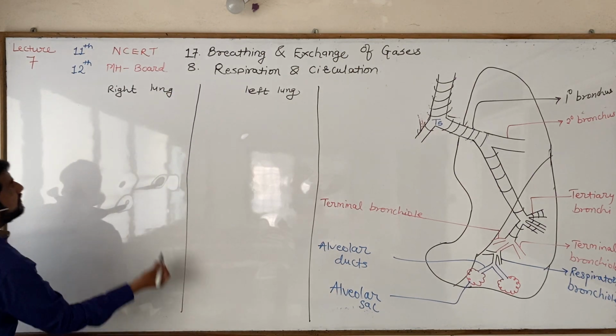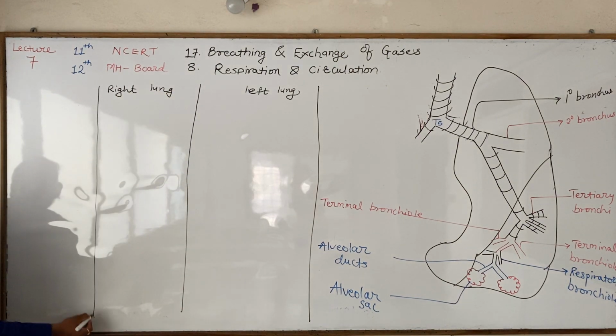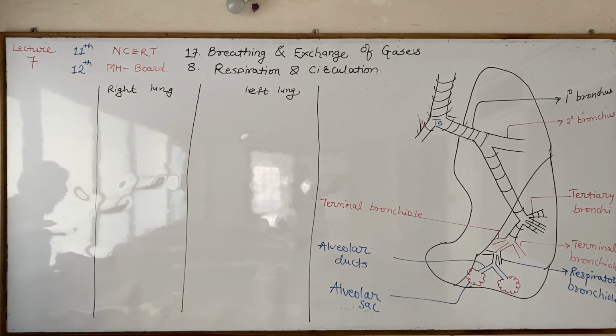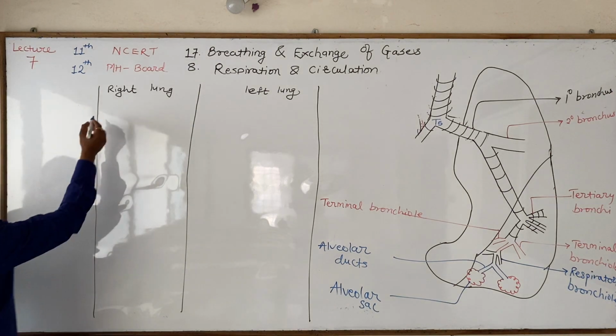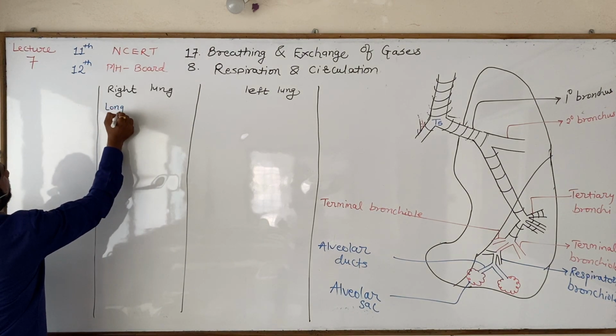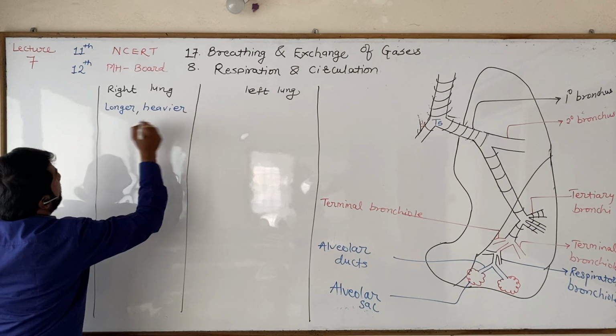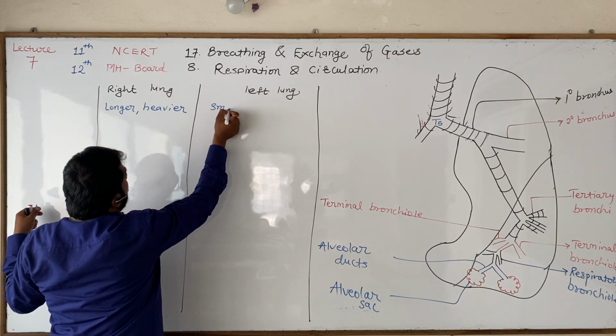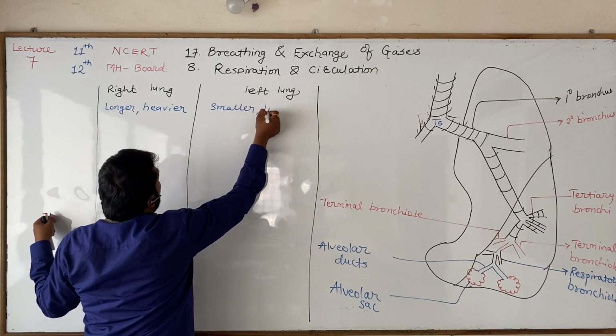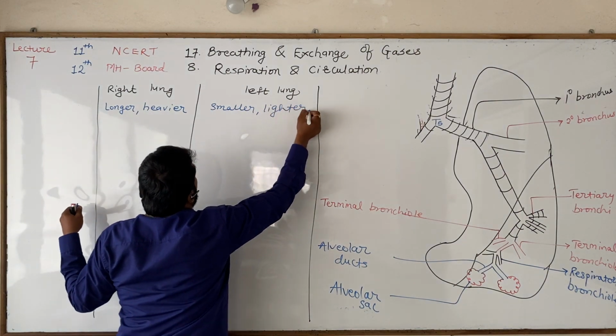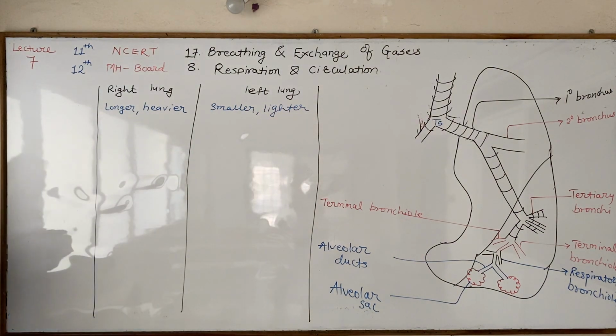Okay, difference between right lung and left lung. So first is, this is longer and heavier, this is smaller and lighter. Right lung longer and heavier, left lung smaller and lighter.